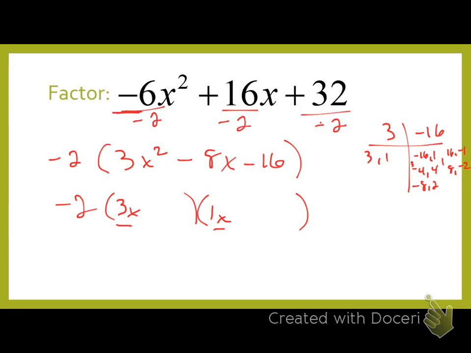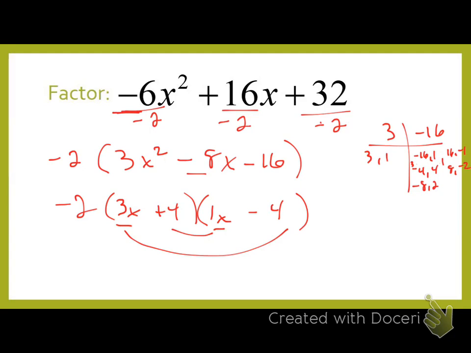Hey, that's it. We need it to be negative 8. So I've got to multiply the 3x times negative 4 and the 1x times positive 4. That's where these smiles come into play. You link those, the 3x times the negative 4, the 1x times the positive 4. And there we're done.